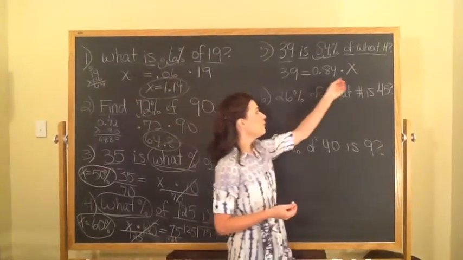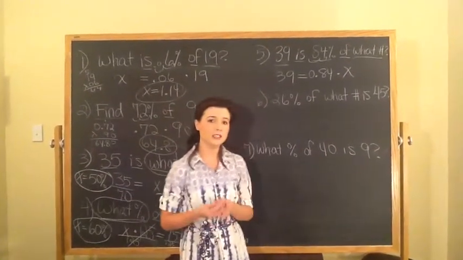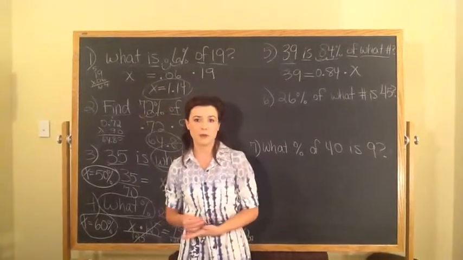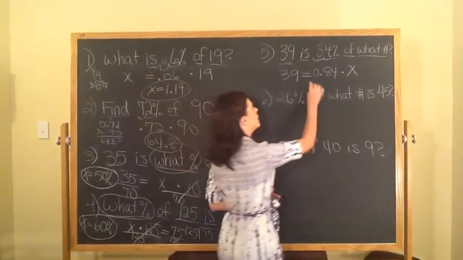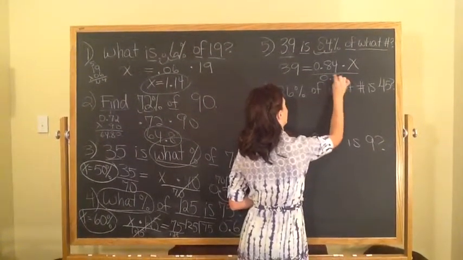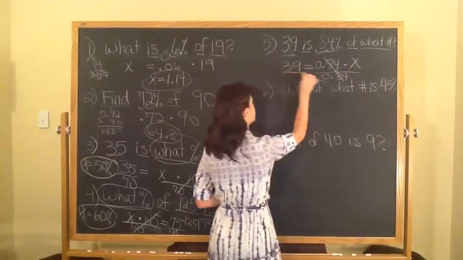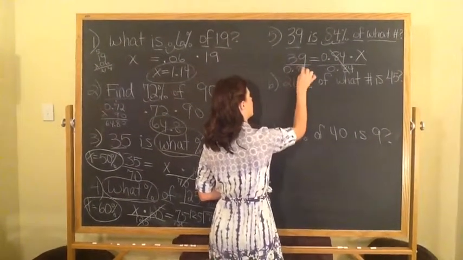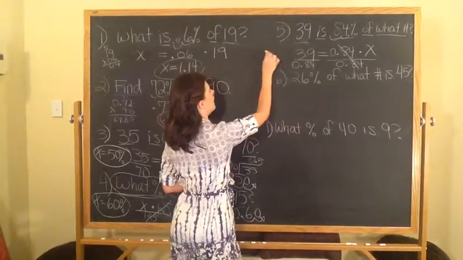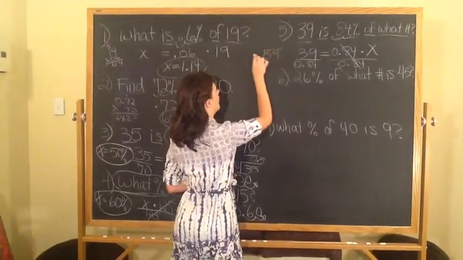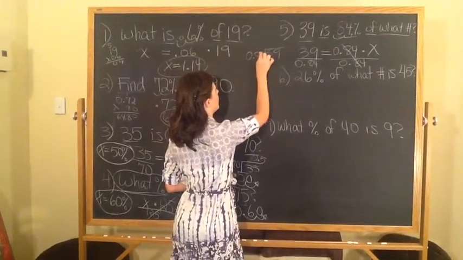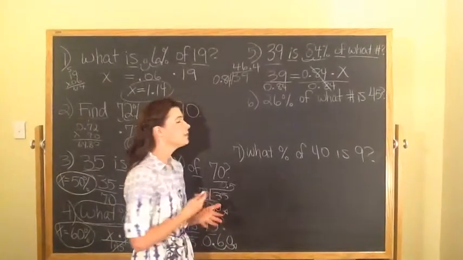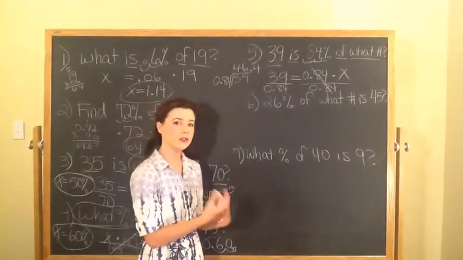So now we need to go ahead and solve for our variable. If we have 0.84 times X, we have to solve for X by itself. So we want to do the inverse operation, which is division. So we're going to go ahead and divide by 0.84. So let's go ahead and set it up. We have 39 divided by 0.84. Now you're going to get 46.4, and then it's a decimal that goes on.